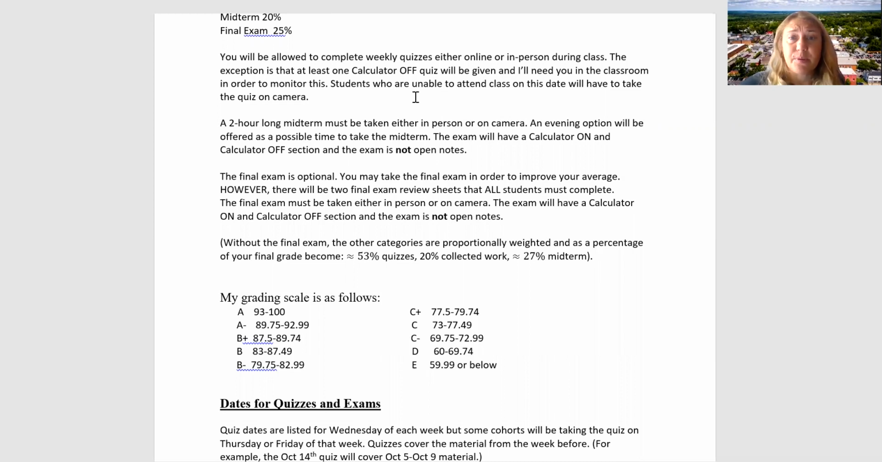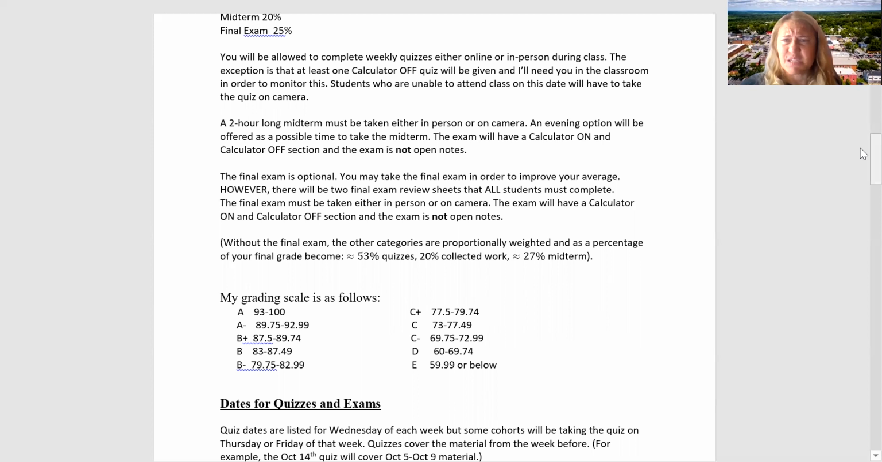If you're unable to be in person, then I was going to have you set up a Zoom call with me and point your camera at your workspace so that I can see that you're completing the quiz without using a calculator. So the midterm, again, I'll want that to be in person or on camera. I plan to offer an evening option for that.